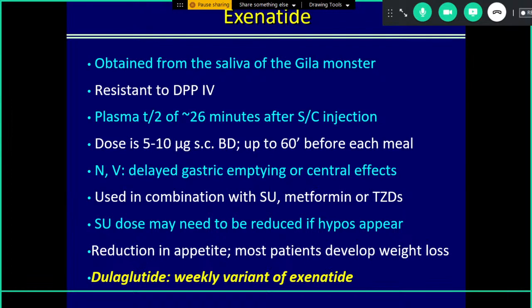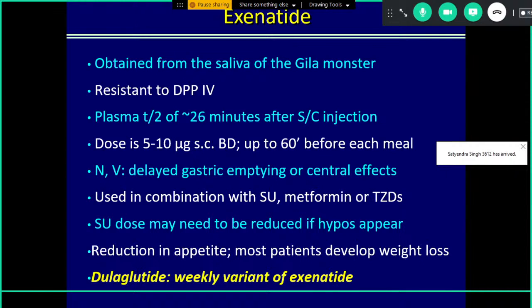So they developed the first molecule mimicking exendin, which binds the GLP-1 receptor. It is resistant to the action of dipeptidyl peptidase 4, so it can act for up to a day or at least 12 hours. So the first agent was exenatide, which was given twice a day. Then people started giving liraglutide, which is once in a day. Now we're using dulaglutide, which is a weekly variant of exenatide, and semaglutide, which is a weekly variant of liraglutide.